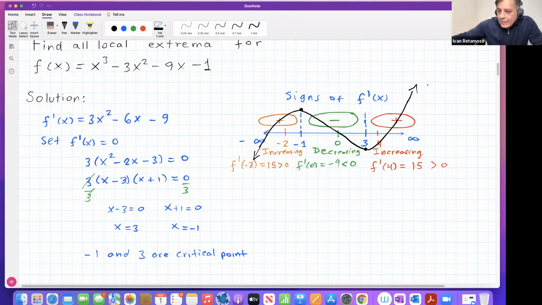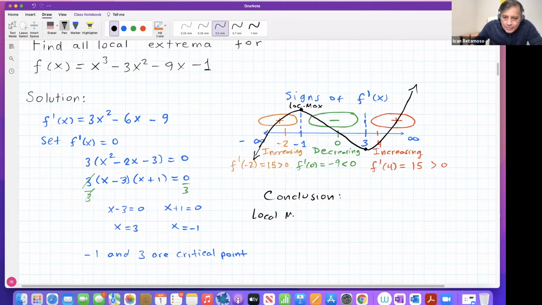All right, so now let's pick up the local extremum. Let's write here conclusion. Following the first derivative test, if I go from increasing to decreasing, I get myself a local max. Local max here. So let's write here, local maximum at x equal -1, right? At this point, a local maximum.